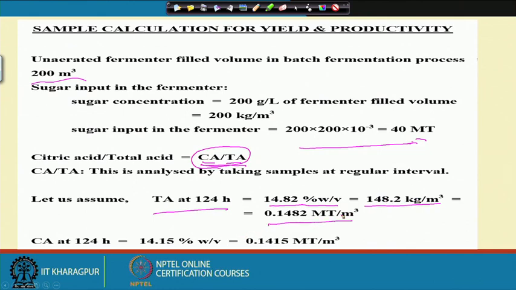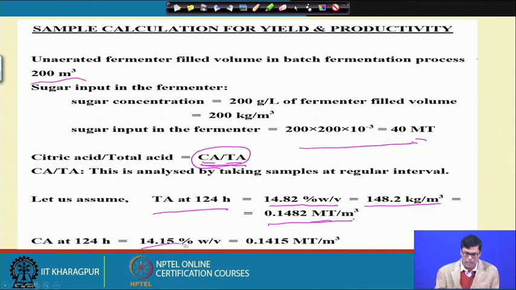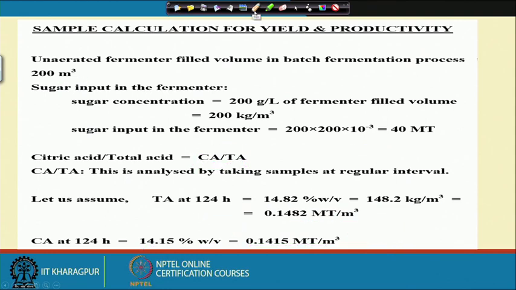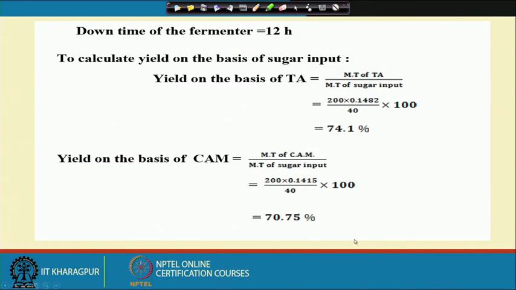So, you can easily find out the concentration in terms of metric tons per cubic meter, and similarly, if you know the concentration of citric acid, you can find out in metric tons. If you multiply it by 200 cubic meters, you can easily find out how many metric tons of citric acid are produced by your industry. This is how we can do the material analysis of your production parameters.